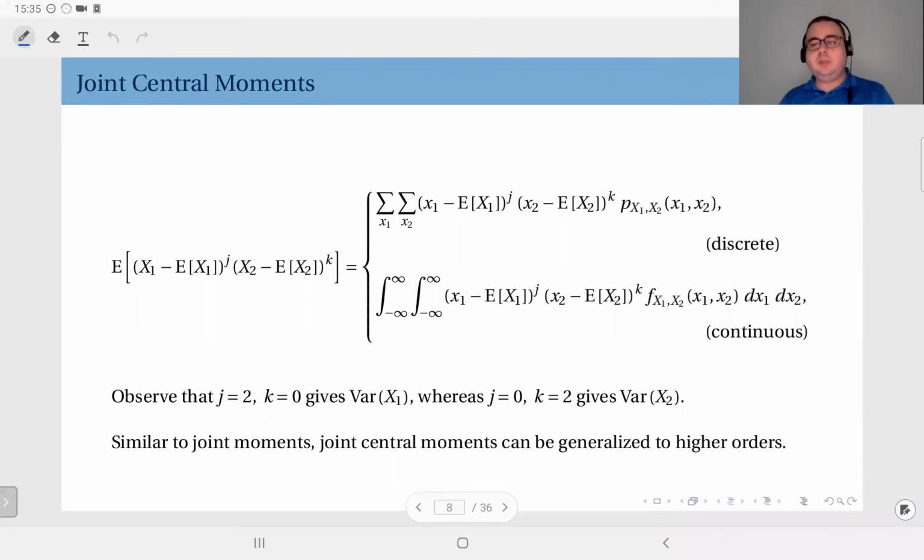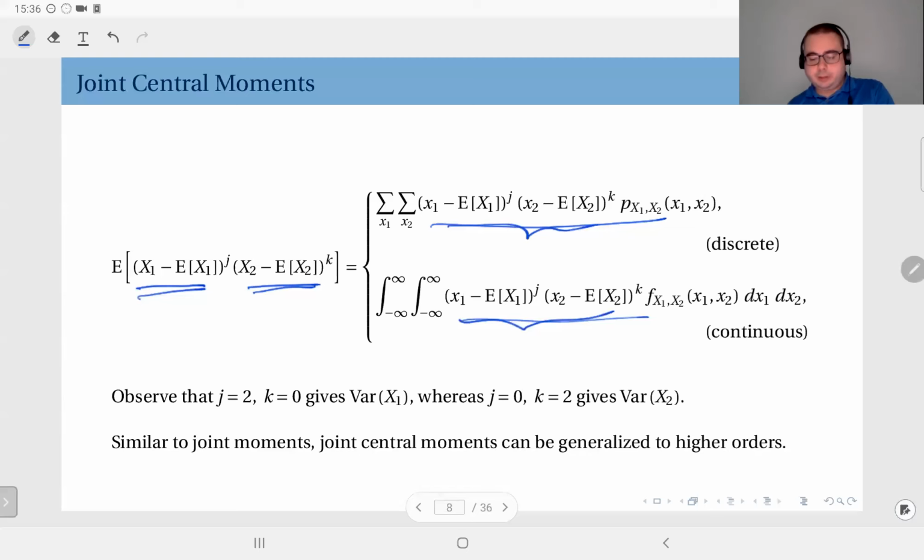So in order to avoid this effect, we define joint central moments, right? We first of all shift each distribution by their means. So we have zero mean distributions essentially, and then obtain joint moments on these. Okay, so x1 minus its mean to the power j, x2 minus its mean to the power k. The definition is exactly the same except for these expressions here, of course.